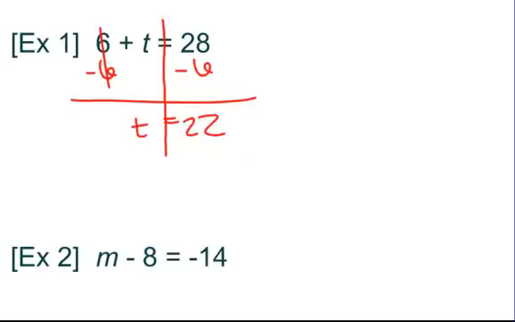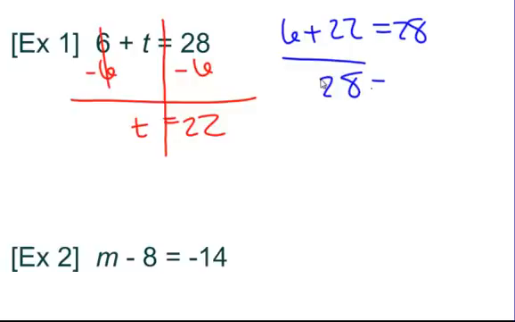Now, we got to check it. So we do that by plugging 22 back into the equation, just like this. 6 plus 22 equals 28. Over here, 6 plus 22 is 28, and that equals 28, which is good.